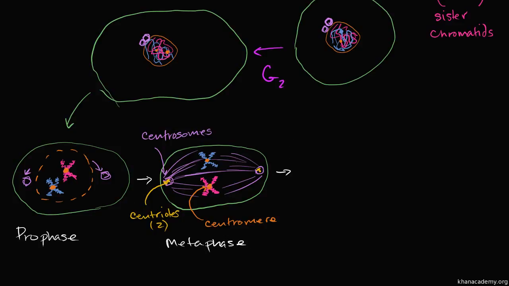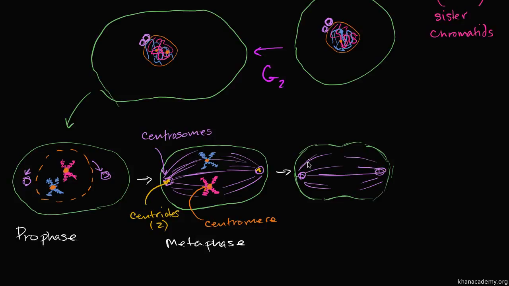And then you can imagine what's going to happen next. What's going to happen next, and I don't want to draw it too big because I want to be able to fit it all in one page, is that those microtubules are going to start pulling on each of the sister chromatids. Let me draw that. So you have this centrosome right over here. You have all these microtubules in your cell. You have this centrosome right over here, all those microtubules.